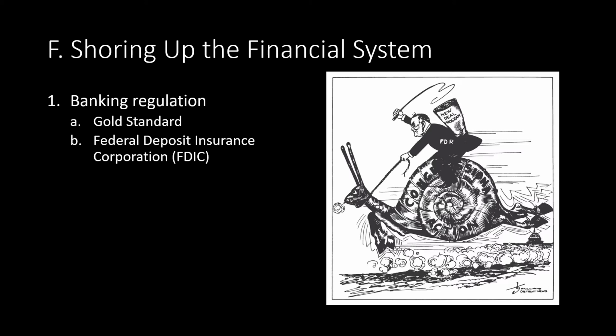FDR controversially took the United States off the gold standard. This allowed him to increase the currency supply and avoid deflation. Initially, many bankers and economists were shocked by this move, but by 1936, most of the nations of the world had followed this model. The Glass-Steagall Banking Act of 1933 created the Federal Deposit Insurance Corporation, FDIC.